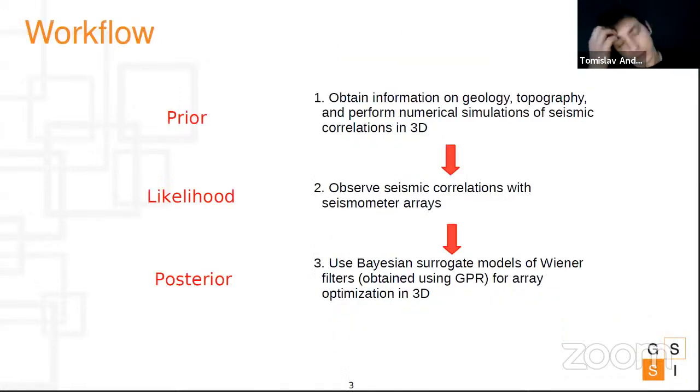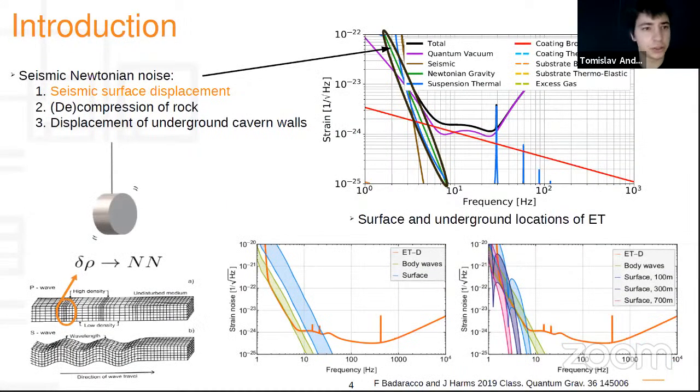As I said at the beginning, in the workflow we will use numerical simulations. Numerical simulations will provide us with a prior, and for that we need to obtain information on geology and topography. The likelihood will be provided by measurements of seismic correlation with seismometer arrays. And then we will use Bayesian surrogate models of Wiener filters for array optimization in 3D.